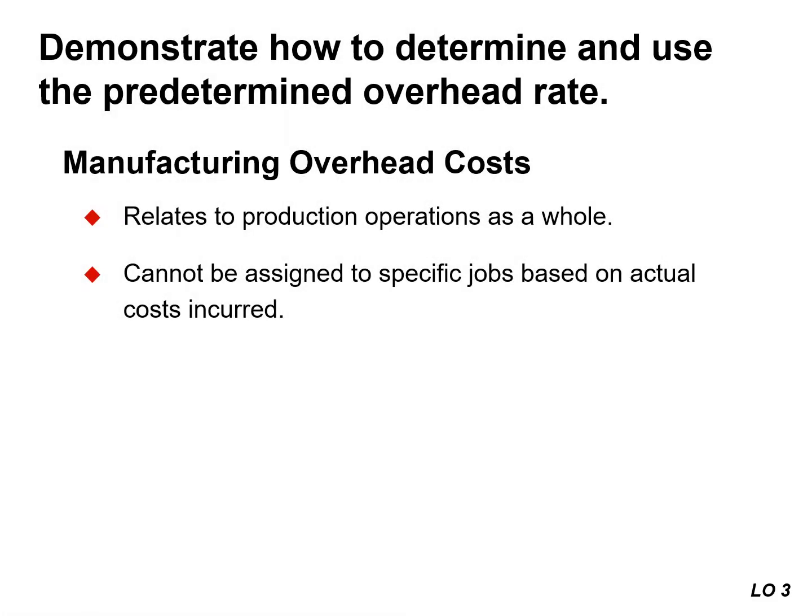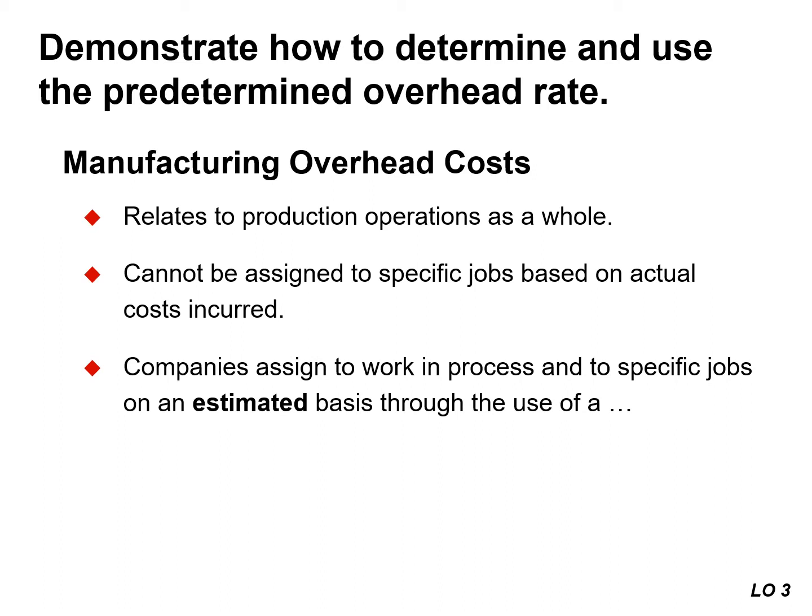Companies charge the actual cost of direct materials and direct labor to specific jobs. Manufacturing overhead relates to production operations as a whole. As a result, overhead cost cannot be assigned to specific jobs on the basis of actual costs incurred. Instead, companies assign manufacturing overhead to work in process and to specific jobs on an estimated basis through the use of a predetermined overhead rate.